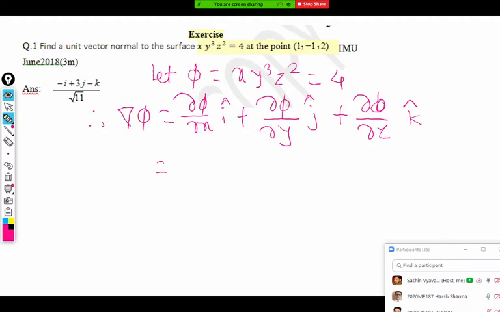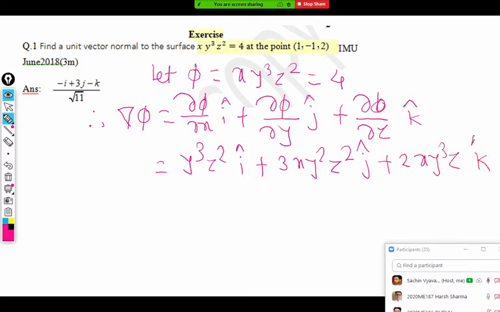Tell me, what is dou phi by dou x? y cube z square. Dou phi by dou y: x 3y square z square. Correct. And dou phi by dou z: x y cube 2z, k cap. So this is a general normal vector, the normal vector at any point x y z. We want that normal vector at this point, so let me say at 1, minus 1, 2.